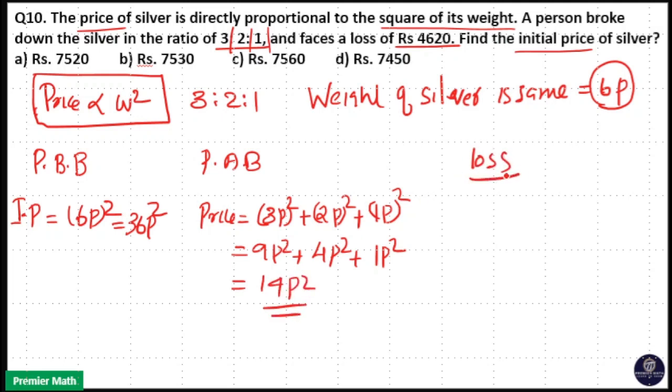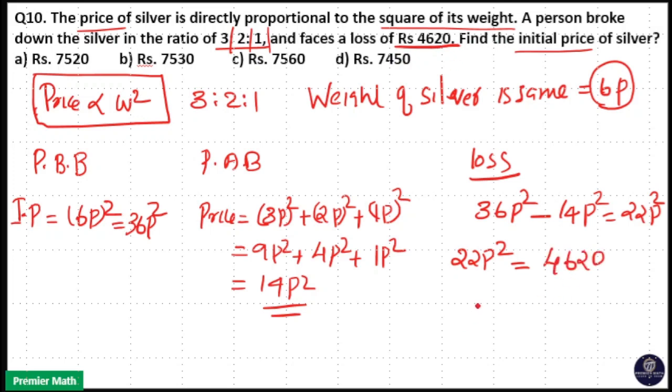So the loss is equal to the initial price minus the final price, that is 36p square minus 14p square, which is 22p square. Here this 22p square loss is the same as 4620. So p square is equal to 4620 divided by 22. 46 by 22 is equal to 2, 22 by 22 is equal to 1, then 0, 0. So 210 is p square.